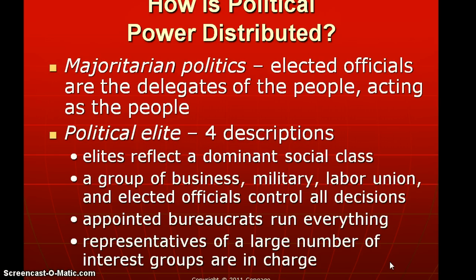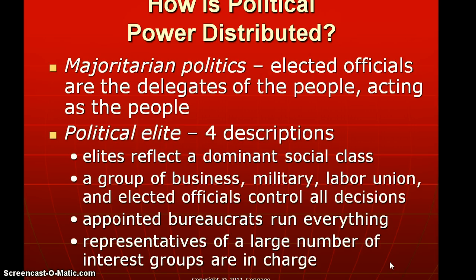So how is power distributed in a democracy? Well, in majoritarian politics, the leaders themselves are constrained to follow wishes of the people very closely. This applies when issues are pretty simple and clear. In elitism, all right, distribution, you have rule by an identifiable group of persons who possess a disproportionate share of political power.